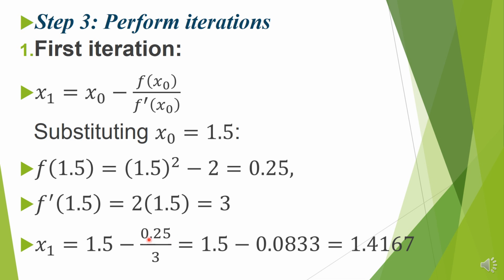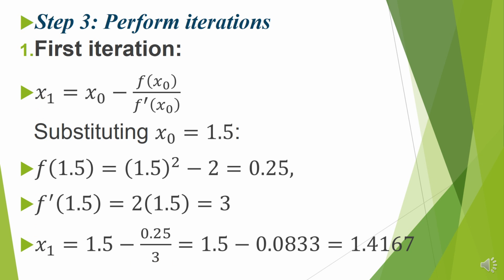Then according to the formula, you can see here the value of 3. First we put this value. Then you write 1.5 the same, minus sign the same, 0.25 divided by 3. Then we get this answer. 1.5 minus 0.0833, then we get 1.4167. This is your first x1.